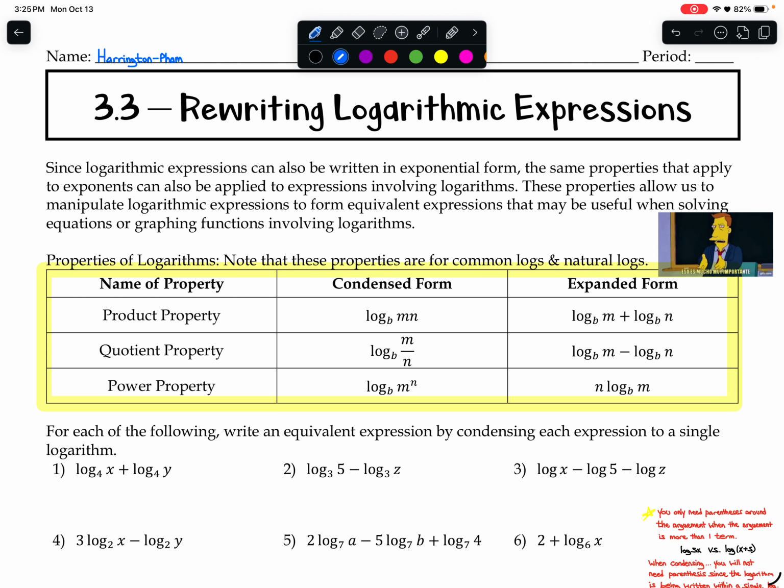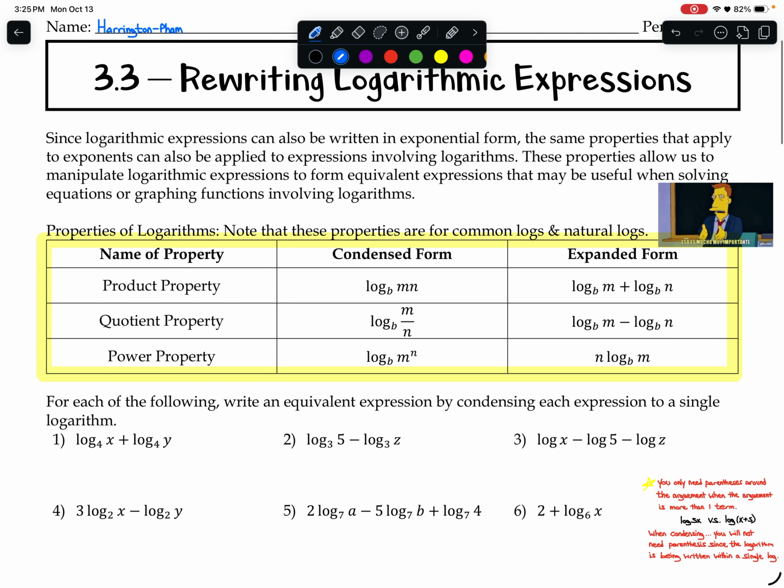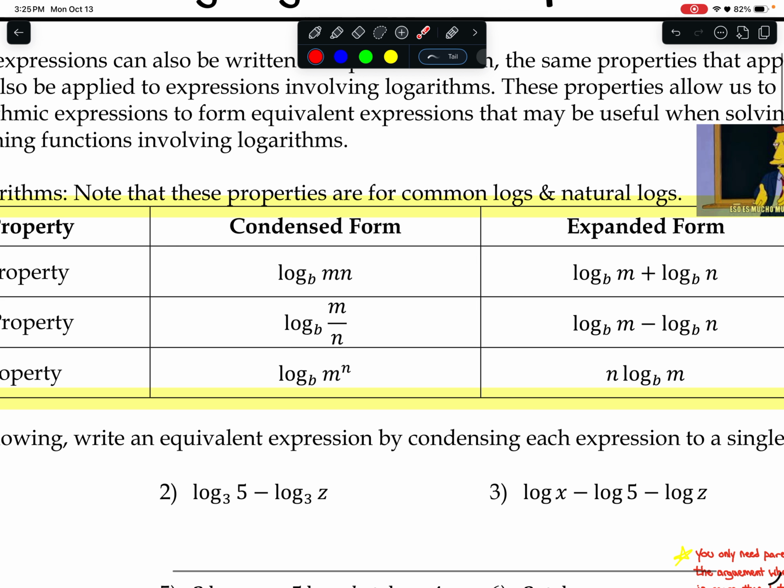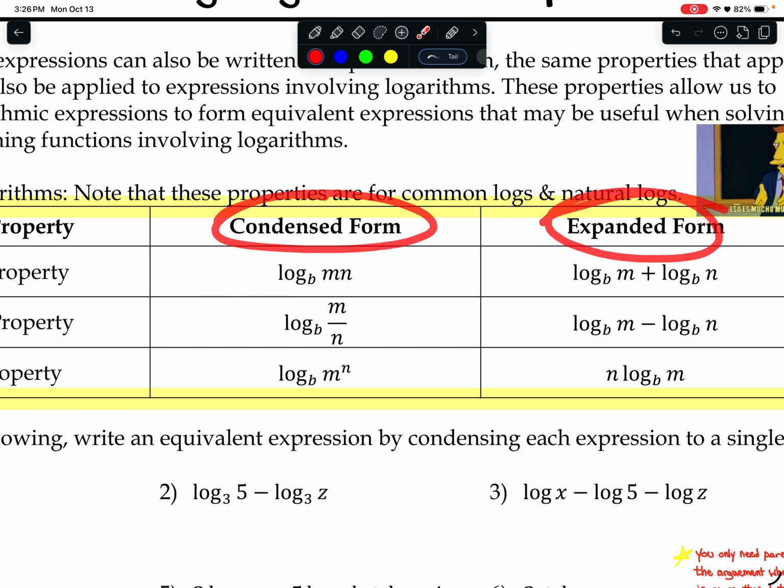Welcome back, everyone. So in this video, we're going to talk about rewriting logarithmic expressions. You may have seen this before in Algebra 2, but we're still going to go through it step by step as if you've never seen it before. In this case, we're going to be both condensing and expanding these logarithms.